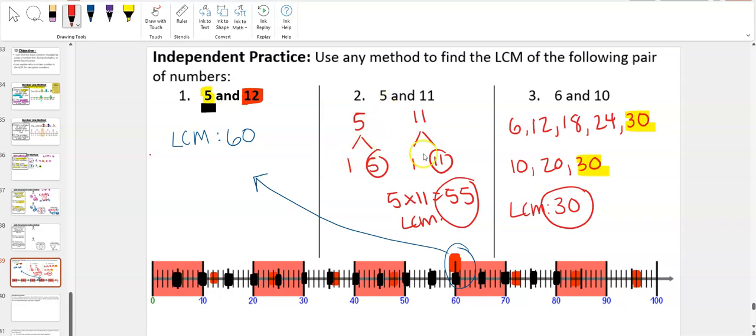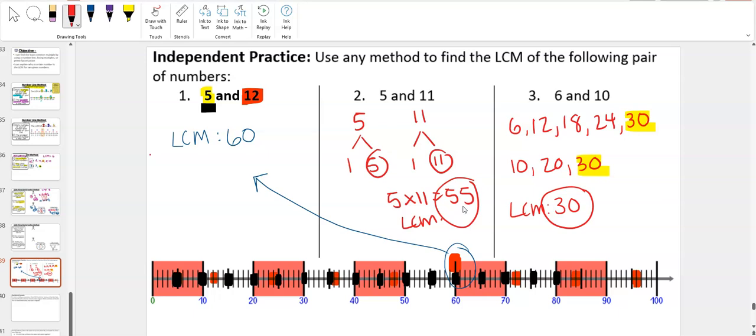For number 2, I chose to do prime factorization tree, and ironically, both of these are prime, so they only have the factors of one and themselves, and so I just multiplied those together, and that is a fact that we need to remember, that if you have 2 prime numbers, you just multiply them together. Okay, you don't need to list their factors and skip count, and you don't even need to go by number line. You just multiply the 2 numbers together, because that's going to make your least, your smallest common multiple.